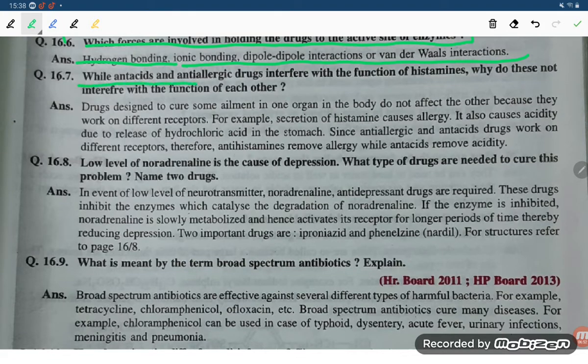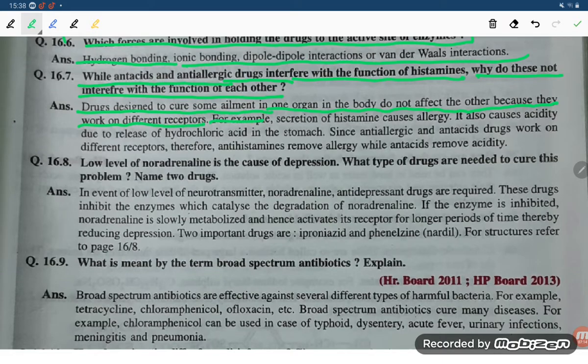While antacid and anti-allergic drugs interfere with the function of histamine, why do these not interfere with the function of each other? Drugs designed to cure some ailment in one organ in the body do not affect the other because they work on different receptors.